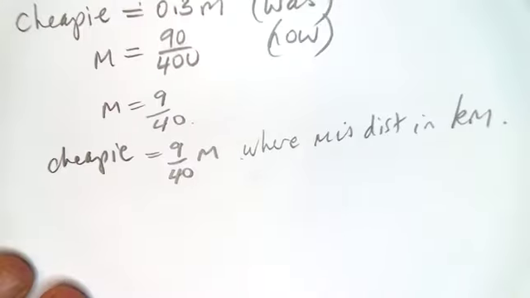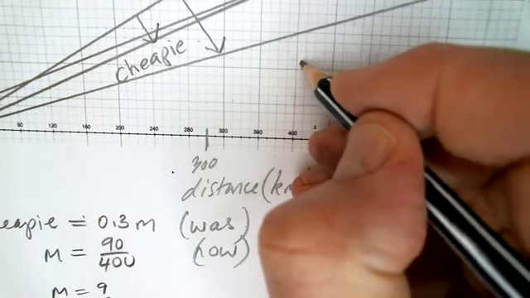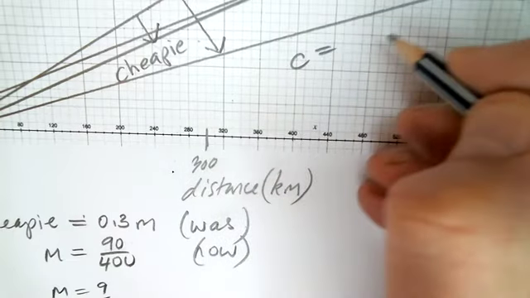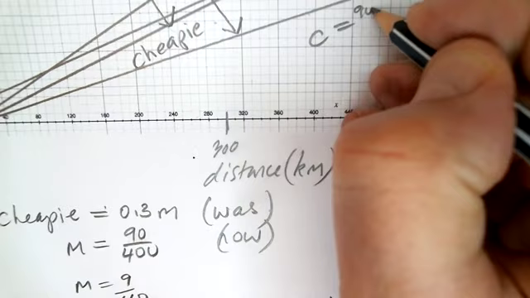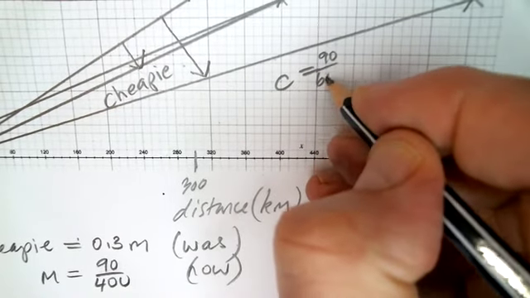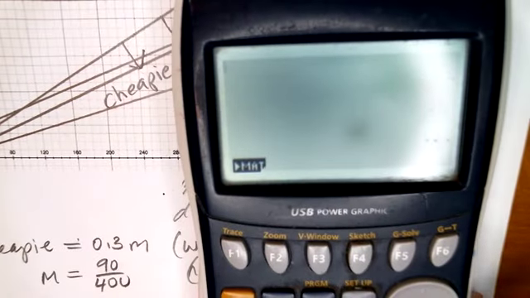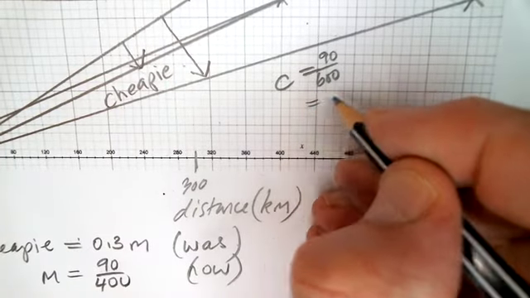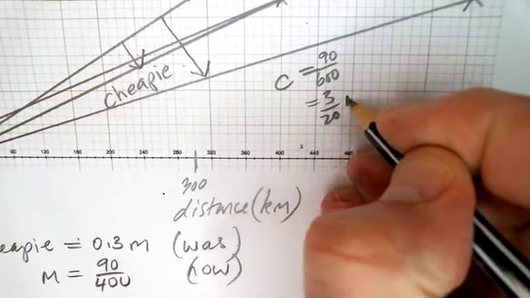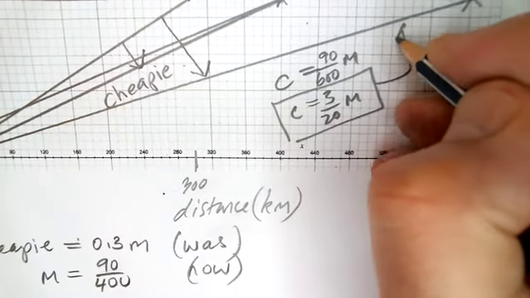So this new cheapie here, the cost is equal to 90 over 600. So 90 over 600, I'll write that in. And 90 over 600 is 9 over 60. Let's do that now. 90 over 600, and that equals 3 over 20 m. Now, that's this line here.